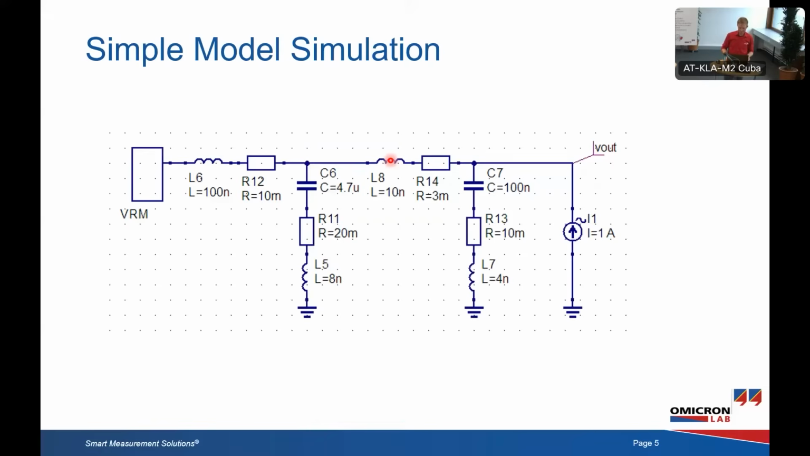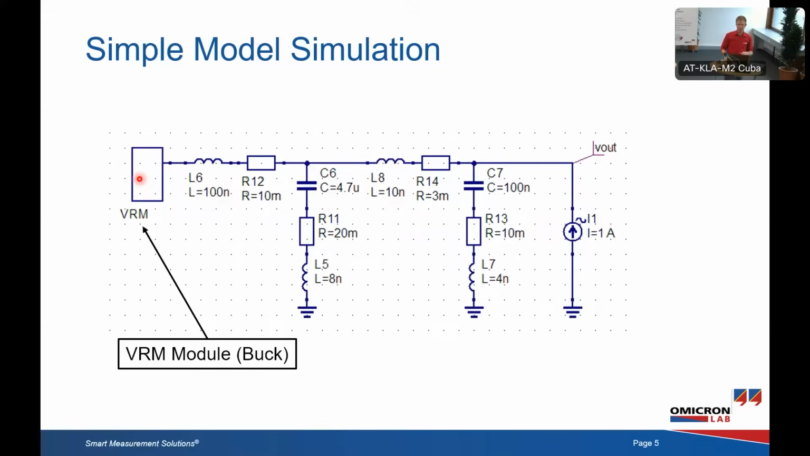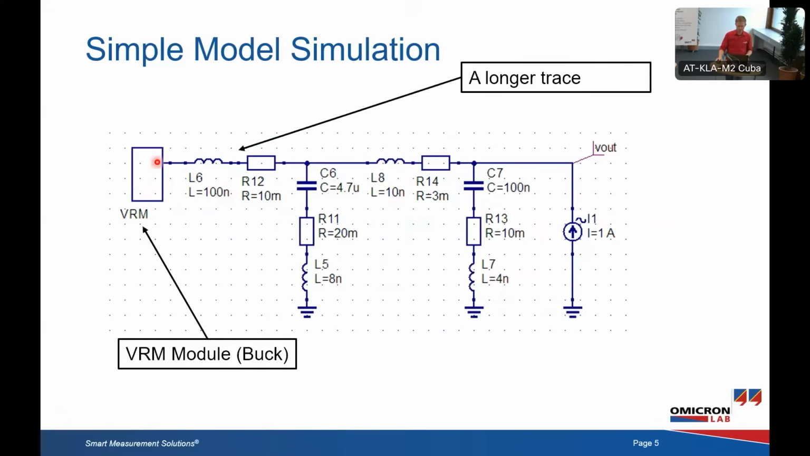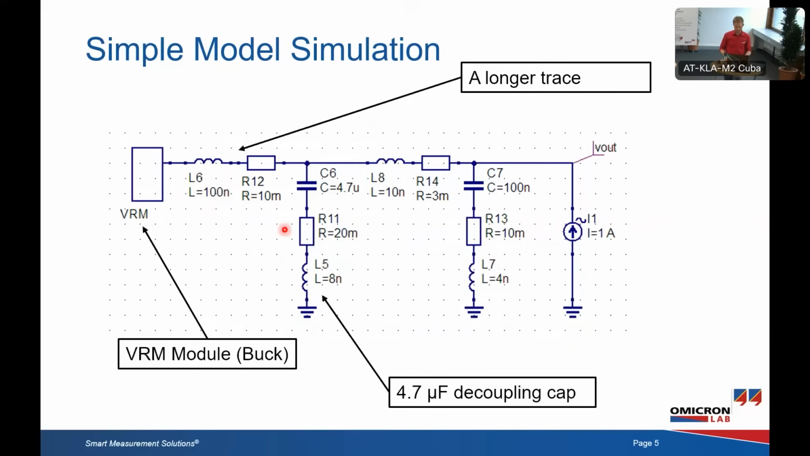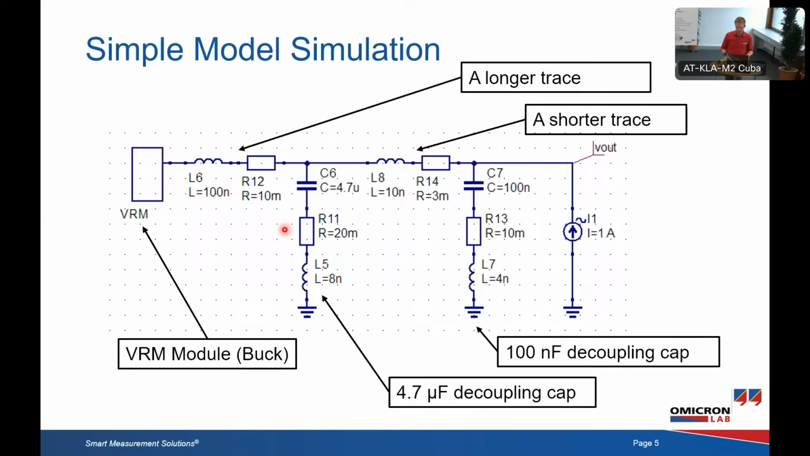So if we simulate the same system with some concrete numbers, the voltage regulator module here is a buck with a small signal model behind it, and then there is a trace of 100 nanohenries and 10 milliohms. That's quite a long trace, a couple of centimeters. Then there is a 4.7 microfarad capacitor with 20 milliohms and 8 nanohenries parasitic inductance. Then a shorter trace with 10 nanohenries and 3 milliohms, and a 100 nanofarad second decoupling capacitor, because there is always a 100 nanofarad decoupling cap.